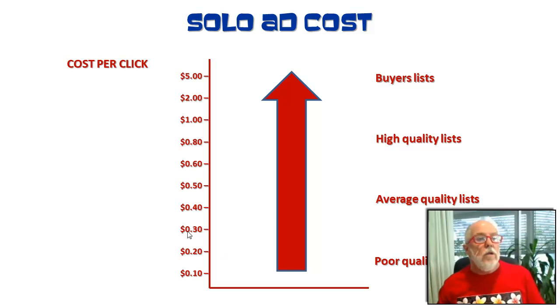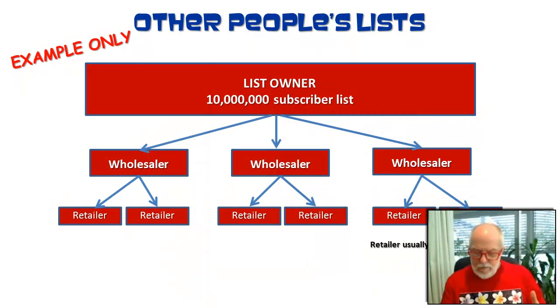So the normal is about 30 to maybe 60 cents, 80 cents is sort of up there. $1 is really good quality, and normally you don't see them over about $1.50. This is the normal solo ads we're referring to. Now, just to fill you in on one other thing.